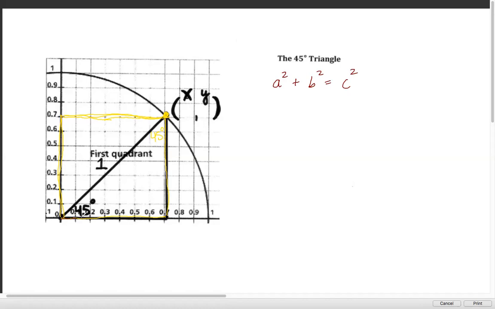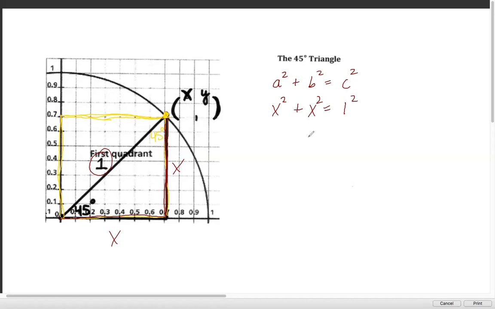This leg here laying on the x-axis, we do not know its length at the present, so we'll call it x squared, plus this vertical leg right here, which is in the vertical or y direction, we do not know its length, so we will call it x as well, so it is x squared. And c squared, c is the hypotenuse, we do know its length, it's worth 1. So we have 1 squared.